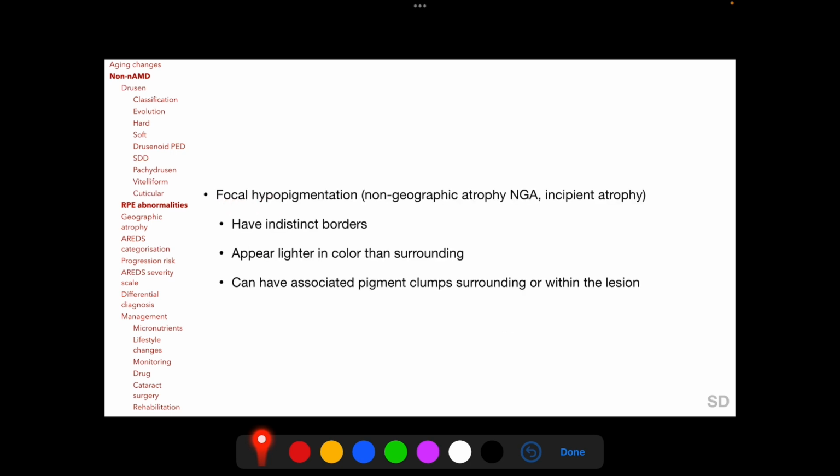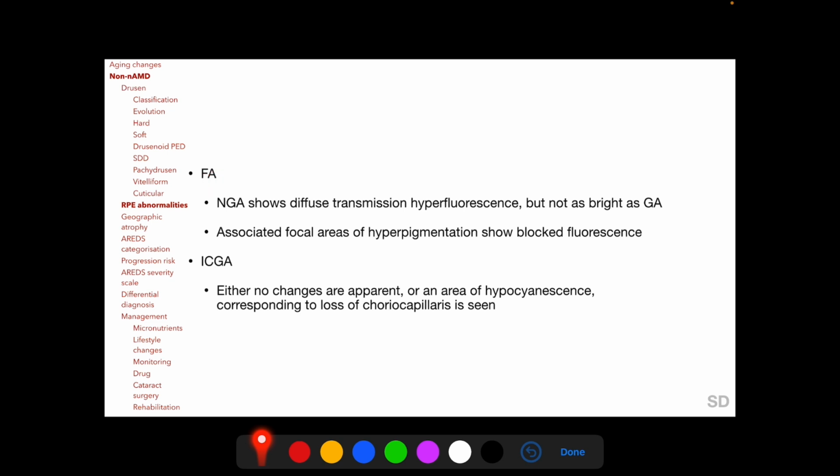Focal hypopigmentation, also known as non-geographic atrophy or incipient atrophy, have indistinct borders and appear lighter in color than the surrounding, but they can have associated pigment clumps surrounding or within the lesion. On fluorescein angiography, non-geographic atrophy shows diffuse transmission hyperfluorescence, but they are not as bright as geographic atrophy, and areas of hyperpigmentation show blocked fluorescence. And on ICGA, either no changes are apparent or an area of hypocyanescence corresponding to loss of choriocapillaris is seen.